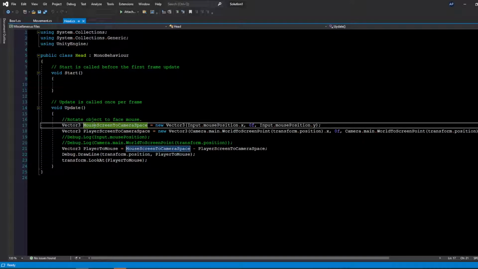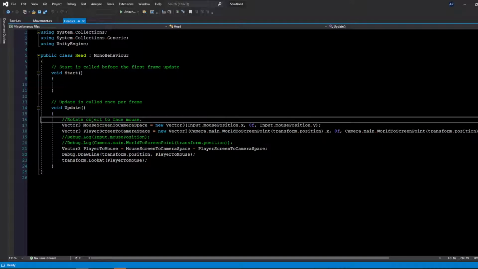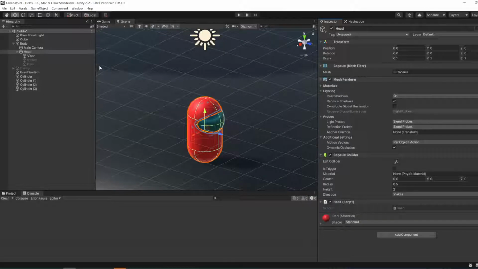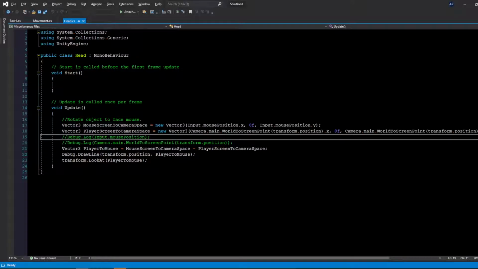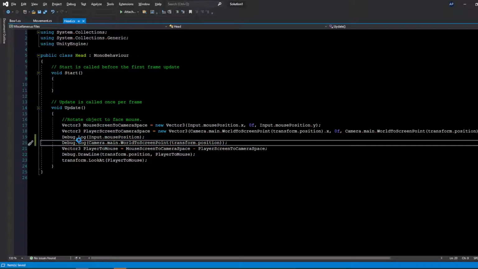So first, what you have to realize is we have to use mouse screen to camera space. When we get Input.mousePosition.x, that gives us the mouse position, the overall x and y coordinates of the mouse position on your screen. Unity starts counting from the bottom left. So if we uncomment these Debug.Log calls, let's see what we get.